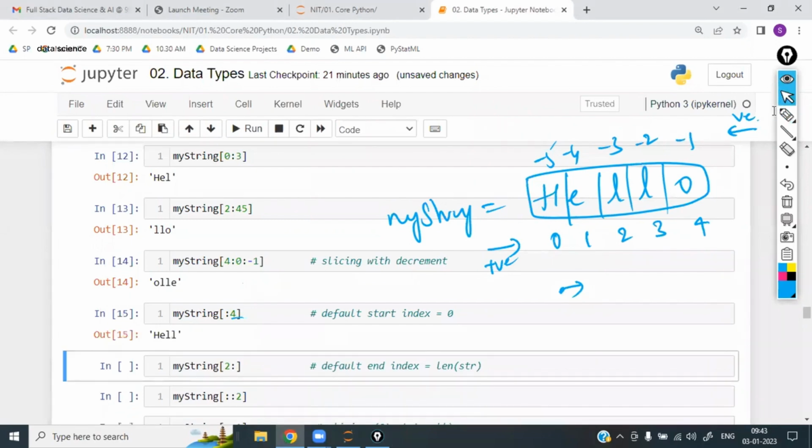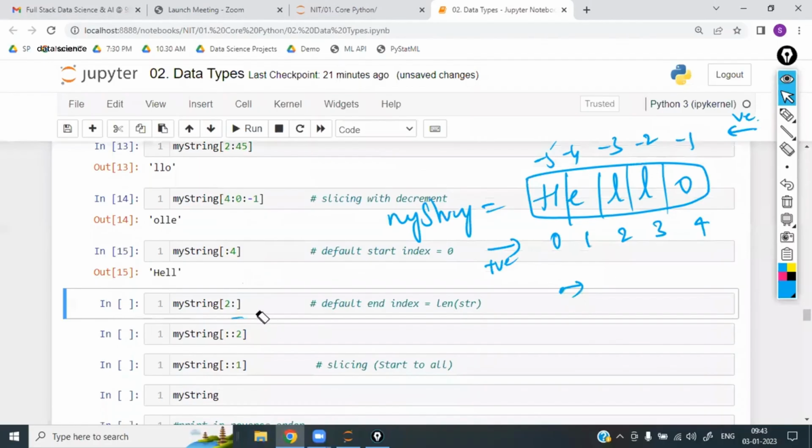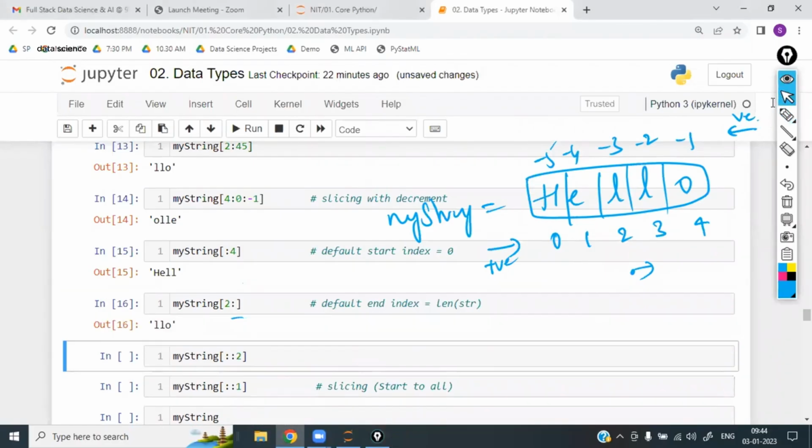Done. Next. 2, the next number was not given. The colon was also not given. In this case, what is the end value? The end value is everything. Everything you are going to consider. At the same time, what is the increment? Plus 1. So keep a dot at 2. Direction positive or negative? Positive direction. You want to include everything from 2. Now what is the answer? L-L-O. So it is printing L-L-O.